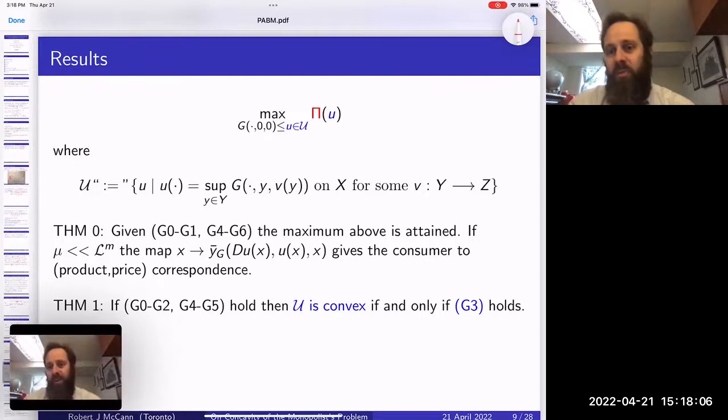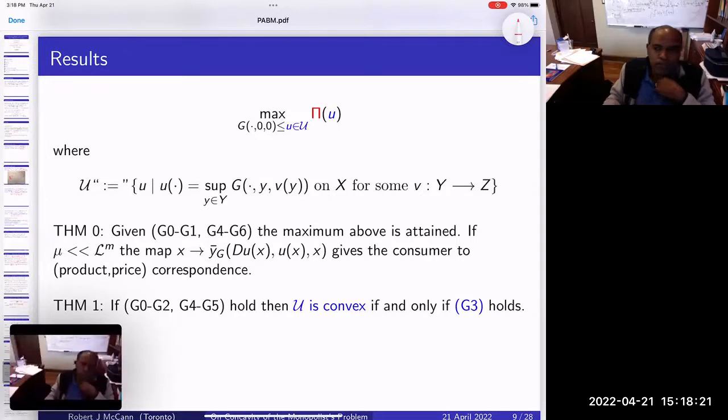So if you're willing to restrict your attention to price menus that are G-convex, which doesn't cost generality in terms of who's going to buy what, then you can recover V from U. Yes. Other questions?